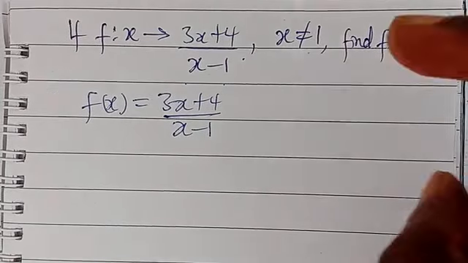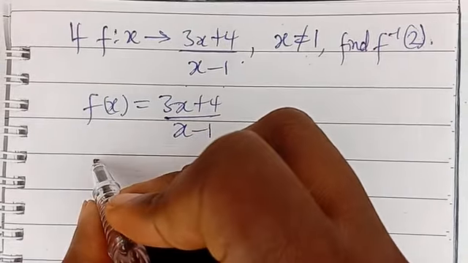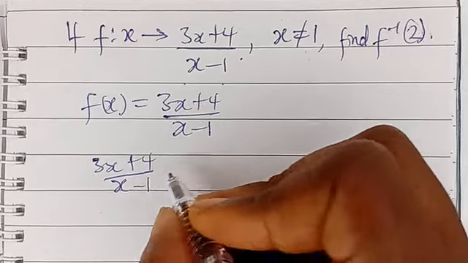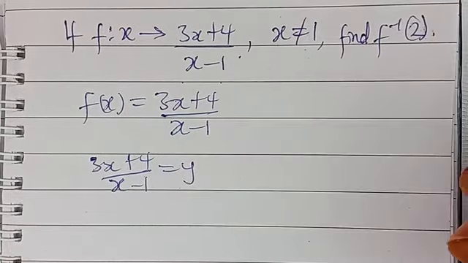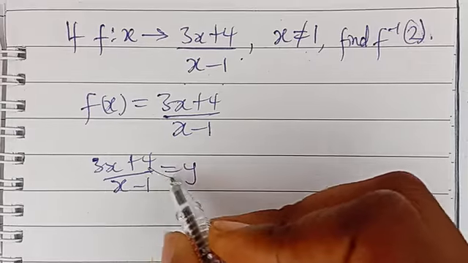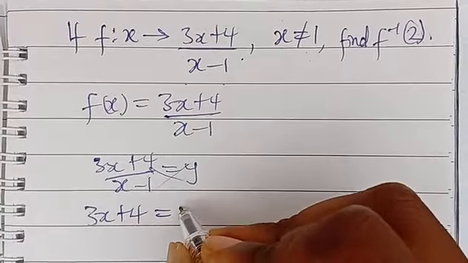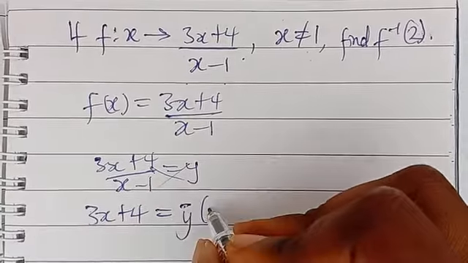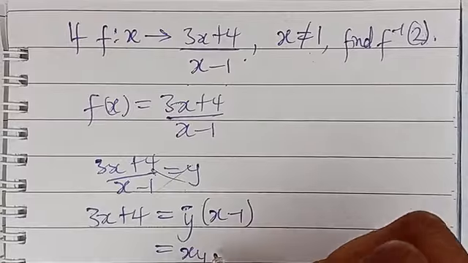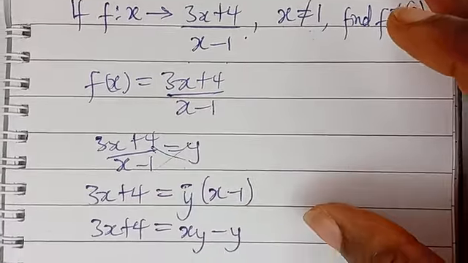To get the inverse of f of x, first we have to equate this part of the function, (3x + 4)/(x - 1), to y and make x the subject of the equation. To do this, we have to cross multiply, right? We have that 3x + 4 is equal to y, which is already here, times (x - 1) in a bracket. We open up this bracket, we have xy - y is equal to 3x + 4.